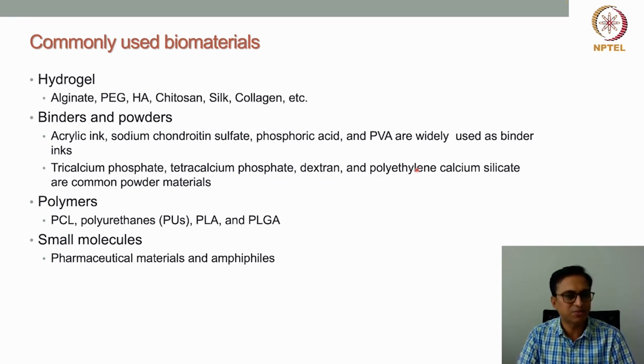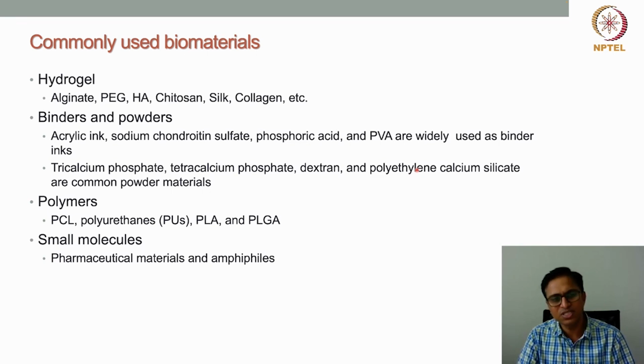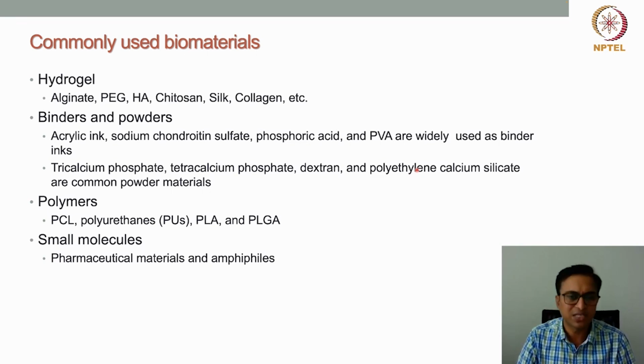So there are different types of binders, and this technology is widely used for pharmaceutical dose preparation, or development of different pharmaceutical doses. The widely used binders are like acrylic ink, sodium carbonate sulfate, phosphoric acid, polyvinyl alcohol. These are the widely used binders, but there are many other examples available in the literature. Similarly, widely used powders are like tricalcium phosphate, tetracalcium phosphate, dextran, polyethylene calcium silicate. These are the most commonly used powder materials.